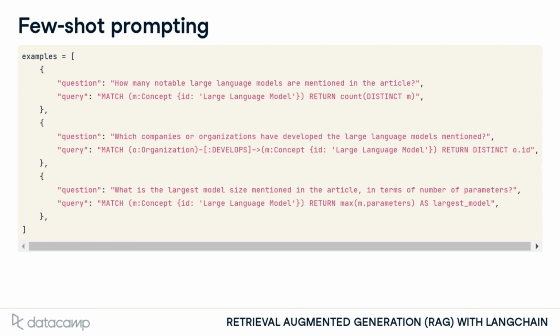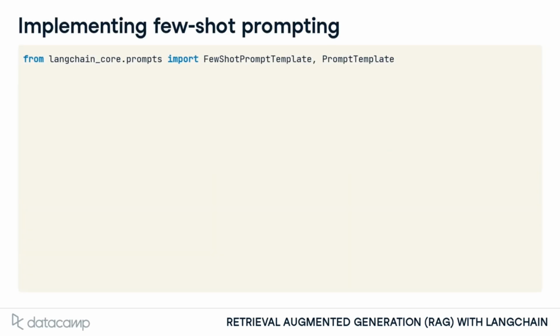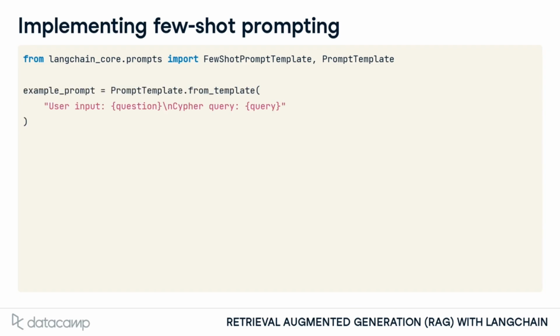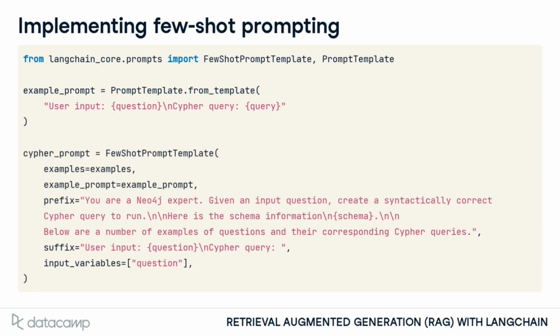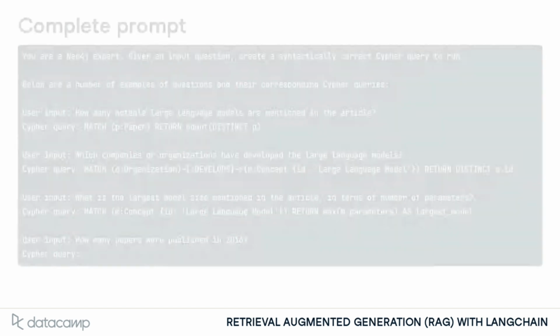To set these examples up, create a list of dictionaries with question and query key value pairs. We can turn these examples into a prompt template using LangChain's prompt template classes. We create an example prompt to dictate the structure of each example, and pass this example prompt to the example prompt argument of the few-shot prompt template, along with the examples list of dictionaries. We also include a prefix message to guide the model on the task at hand and a suffix message to clarify the desired output structure.